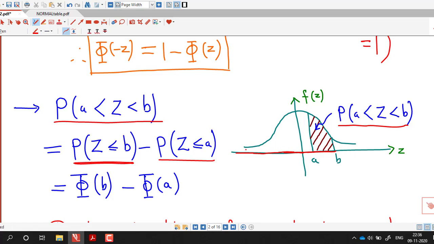And to find out this area, we have to subtract area up to small a from the area up to small b. So probability that Z is less than or equal to B is the area below the graph of f up to b, and probability that Z is less than or equal to A is the area under the graph of f up to this point A. If we take subtraction of these two areas, we will obtain area between small a and small b. Now this is by the definition of CDF phi of b, and this is phi of A.